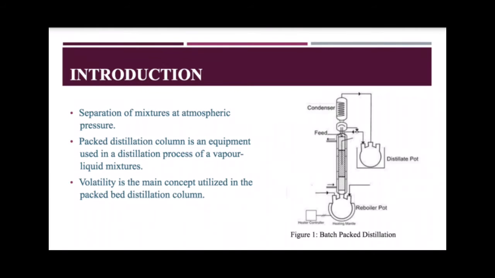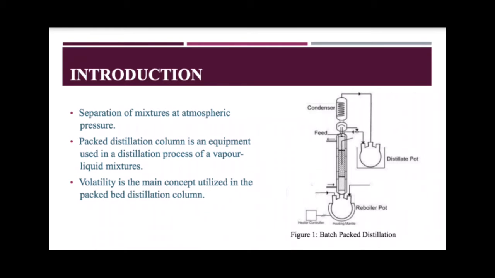Introduction. Packed distillation column is an equipment used in a distillation process of vapor-liquid mixtures. The feed entering the column consists of components with different volatilities. The feed enters from the middle of the column and liquid phase in the mixture flows down the packing while the vapor flows upward through the column, leaving the column from the top.